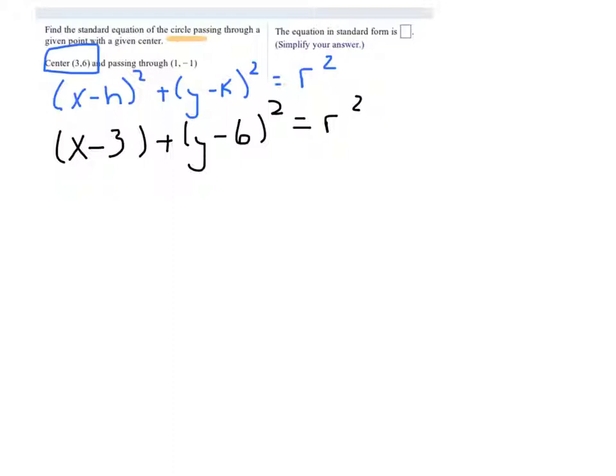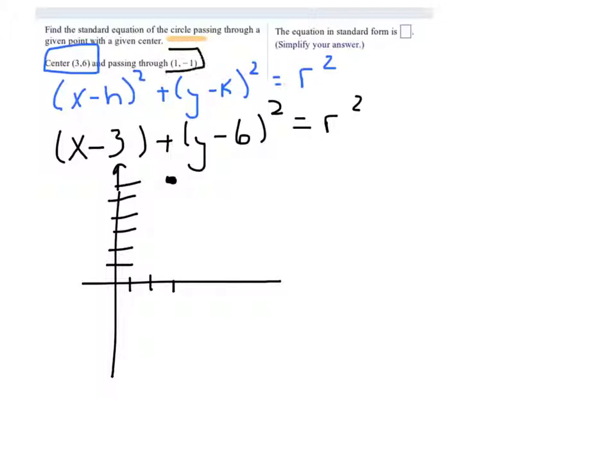Well, let's go ahead and figure out what's going on here. If we were to plot some points here, 1, 2, 3 on my x, and on my y, I have to extend that out a little bit. This is the center of my circle. Then it says it's also passing through the point 1, -1. So here's the point 1, -1. So again, this is my circle. This is the center, and this is basically the radius of my circle. So I need to find the distance between this point, 3, 6, and this point of 1, negative 1.